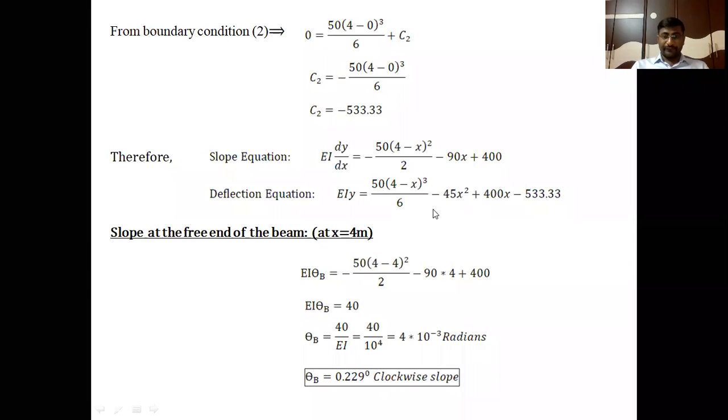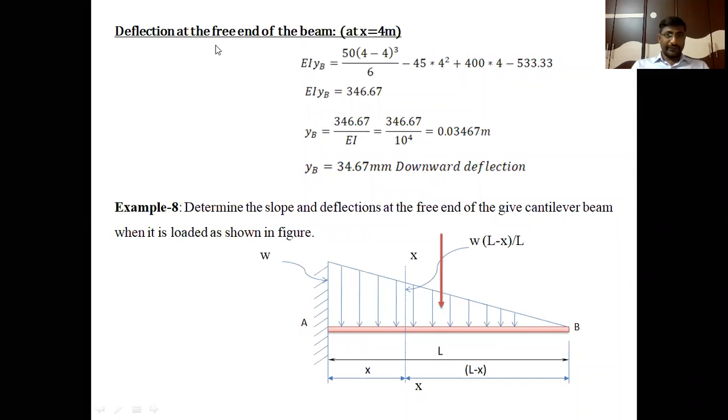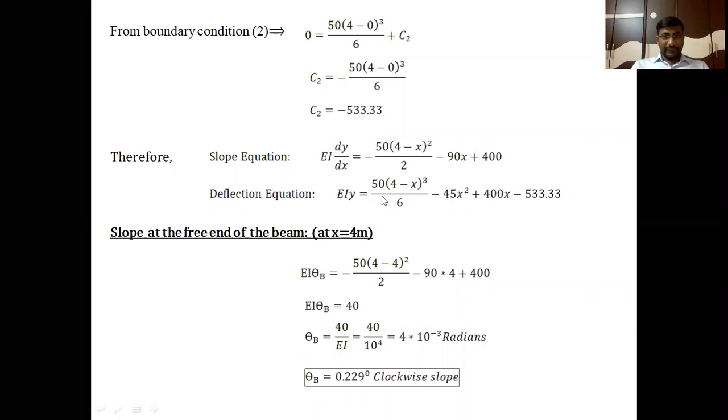Then the deflection at the free end of the beam. Again, you have to substitute x value 4 meters in the deflection equation. What is the deflection equation we have? EIY equal to 50 by 6 into (4 minus x) whole cube, minus 45x square, plus 400x, minus 533.33 is the deflection equation. In this equation, you have to substitute 4 meters in place of x.